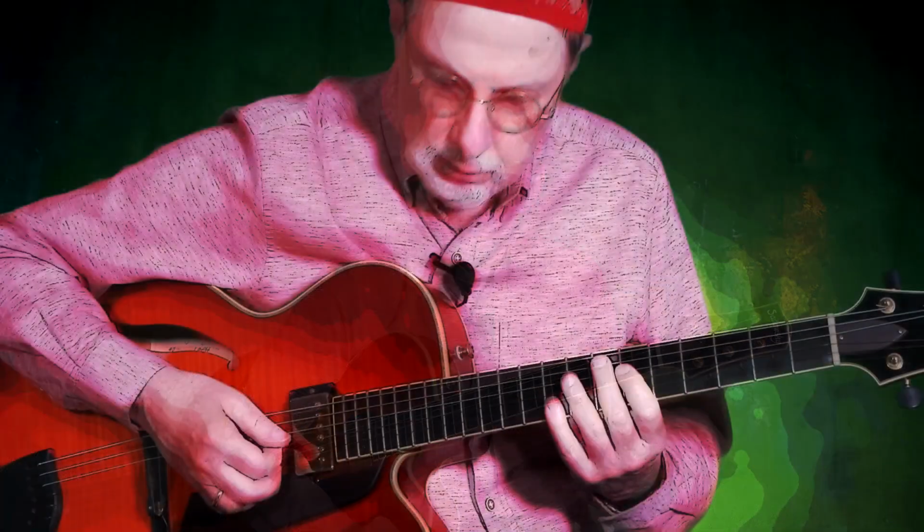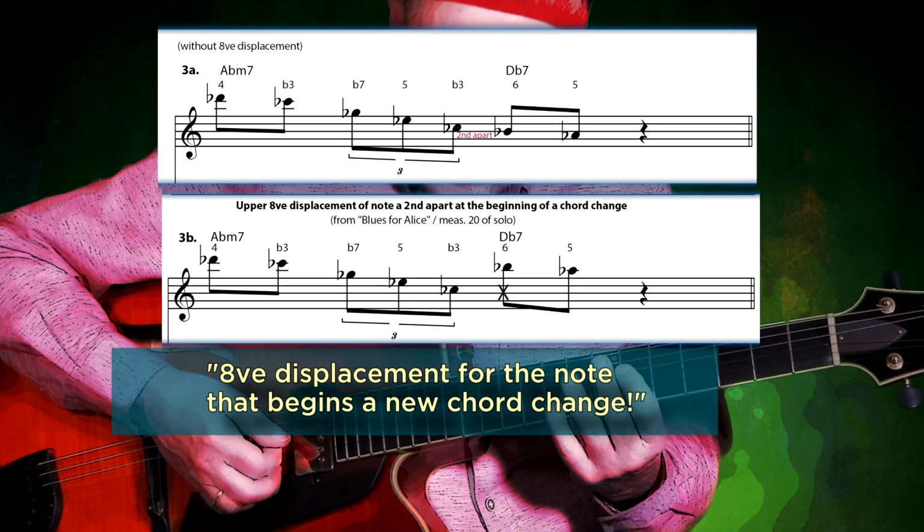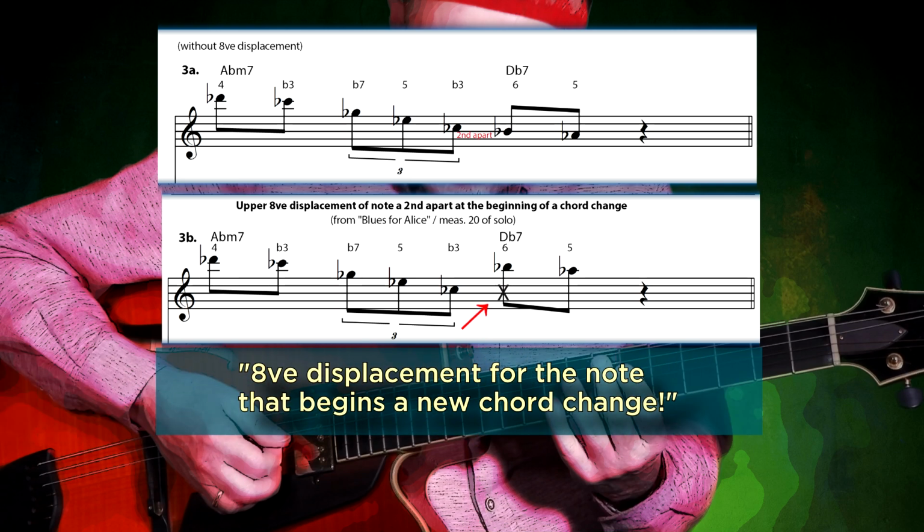And what you just heard is what Bird played on measure 20 of his solo on Blues for Alice. And this is another unique and unexpected way of utilizing octave displacement. That is, for the note that begins a new chord change.